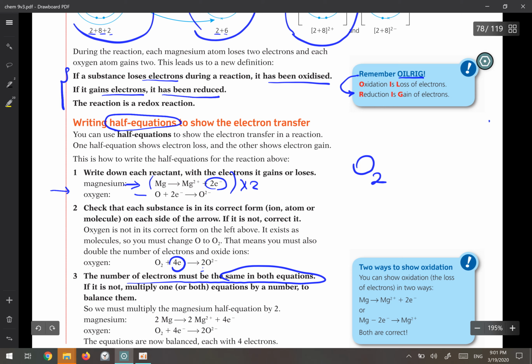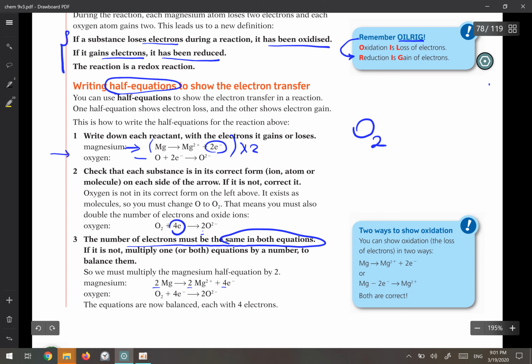So we multiply the first one by 2, it becomes 2Mg gives you 2Mg2+ plus 2 times 2, which is 4 electrons. And for the reduction half equation, you have O2 plus 4 electrons to O2-. So now these are correct half equations.